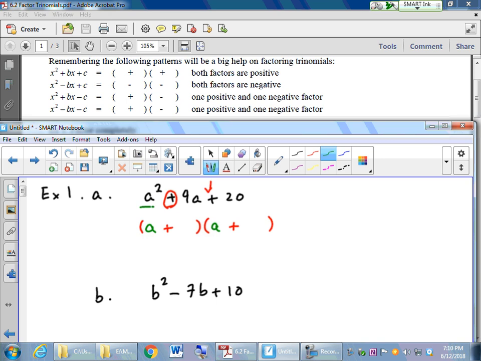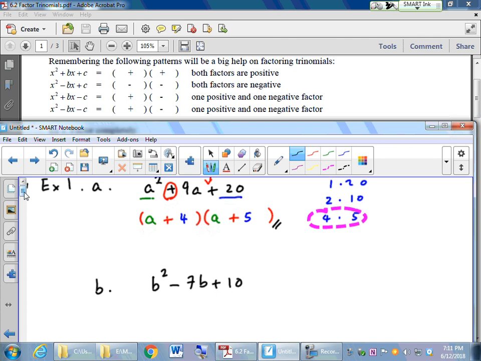For the factors of 20, I have 1 times 20, 2 times 10, 3 does not go into it, 4 times 5, and then 5 times 4. Now notice that you're repeating already, so you don't need to continue any further. What we want is two numbers that multiply to 20 and add up to the middle term 9. This factor pair will work because 4 times 5 gives me 20, and 4 plus 5 gives me 9. So my final answer will be a plus 4 and a plus 5.